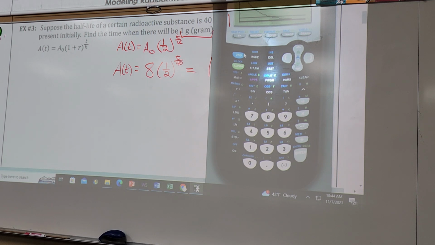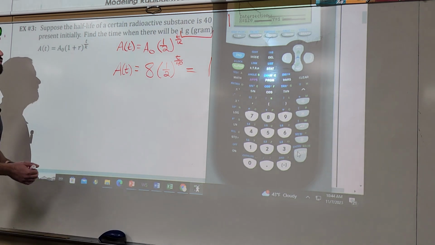Absolutely not. Second, calculate, intersect, enter, enter, enter, enter. I got 120. It's almost like we could have done that using our intuition.